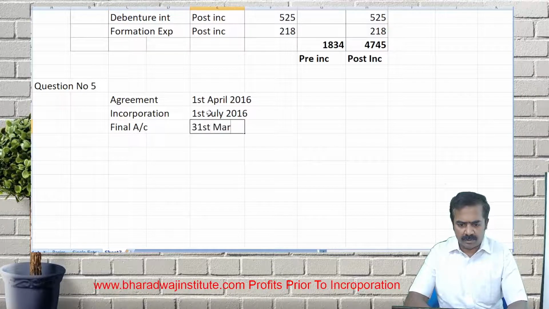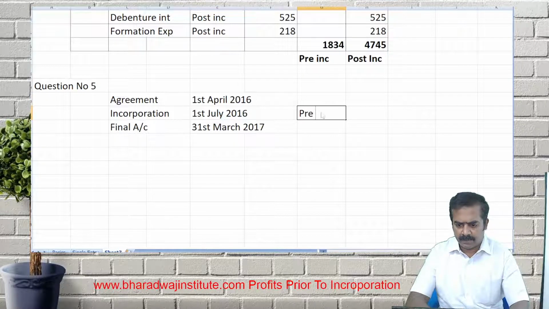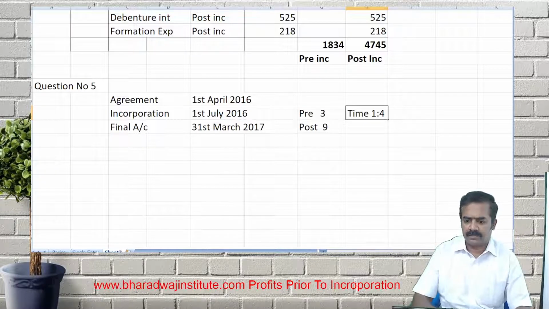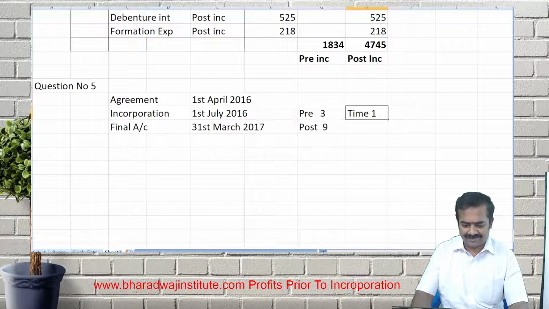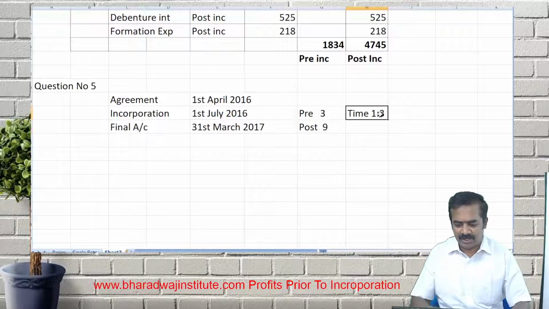31st March 2017. What ratio will come? Pre-incorporation, how many months? 3 months. So post-incorporation 9 months. So time ratio 1:3. Time ratio 1:3.